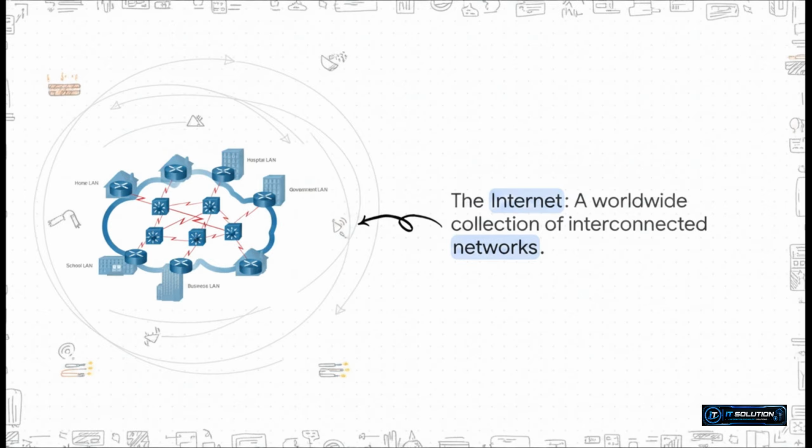Now, take that exact concept and multiply it by millions, and you get this: the Internet. Literally, it is simply a worldwide collection of interconnected LANs and WANs. You've got hospital LANs, government LANs, school LANs, and home LANs, all tied together by an incredibly complex global web of wide area networks utilizing copper, fiber optics, and wireless links. It is a network of networks, allowing your specific device to talk to practically any other device on the planet.